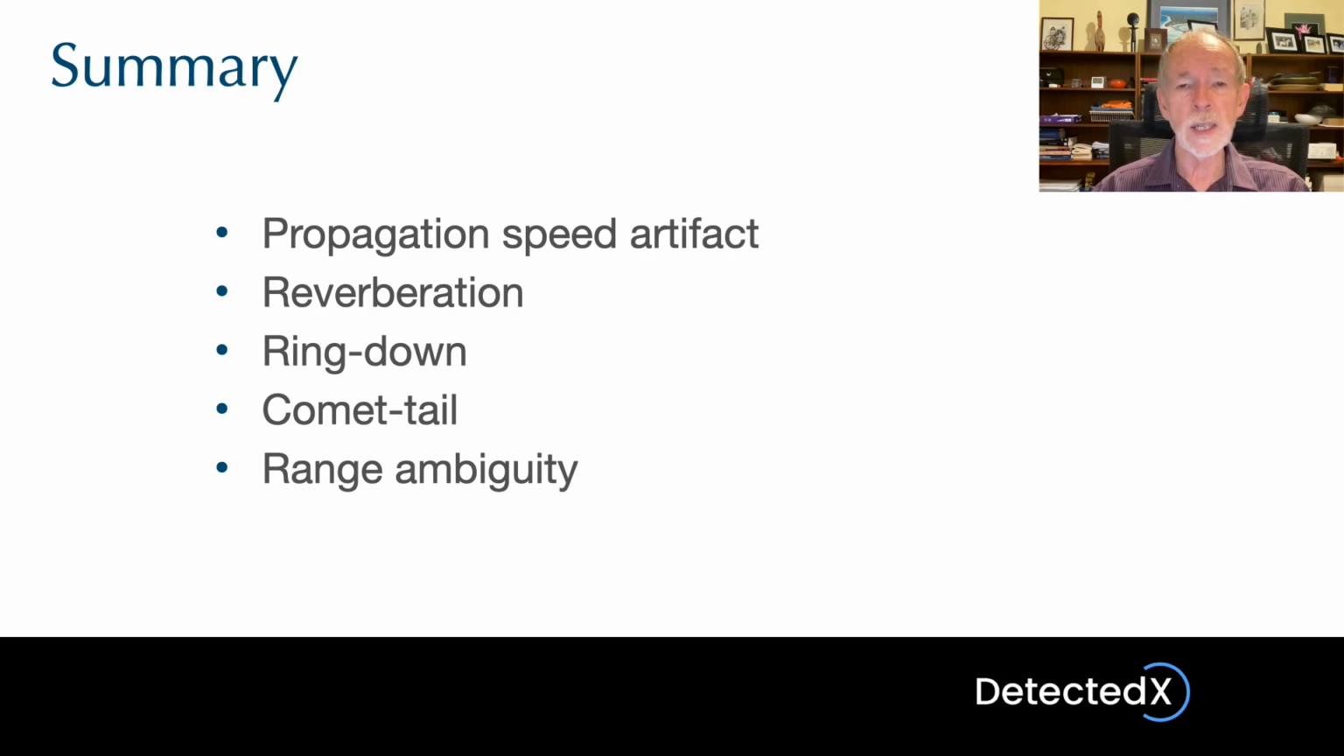Comet tail artifact is potentially useful because it highlights the presence of some sort of crystalline material. And range ambiguity is something to be avoided because it gives a very misleading appearance, a doubling of tissue structures, and the machine normally manages to avoid range ambiguity, but occasionally it won't be successful in doing this.